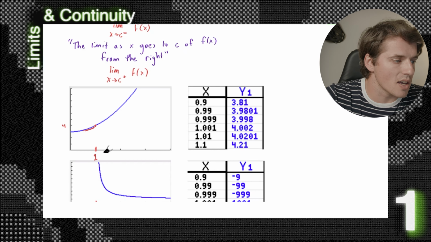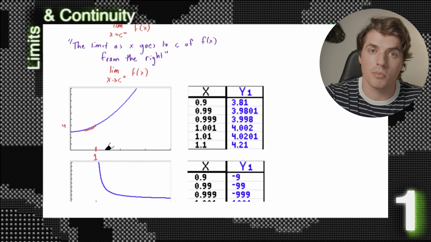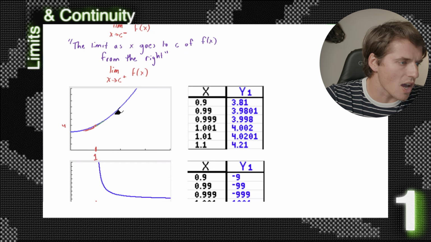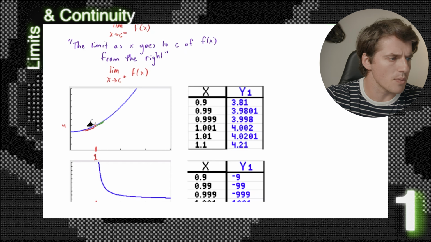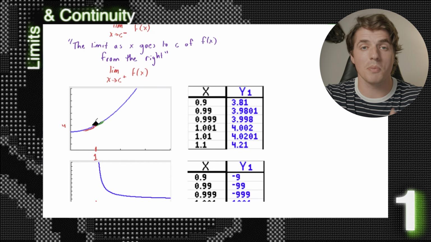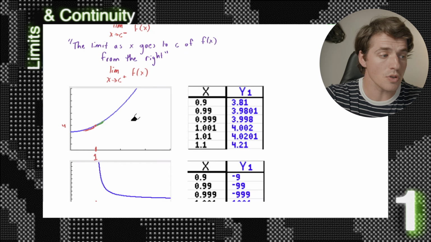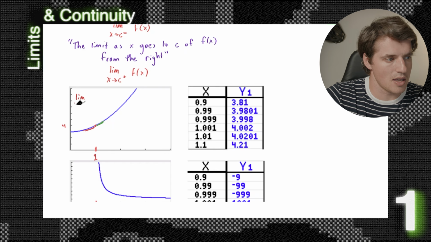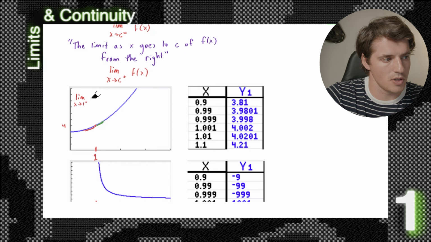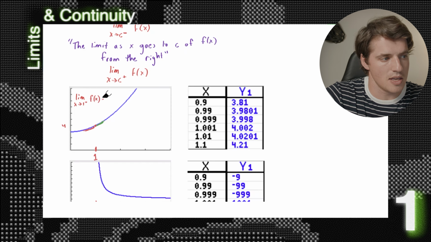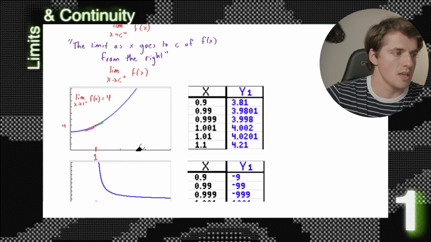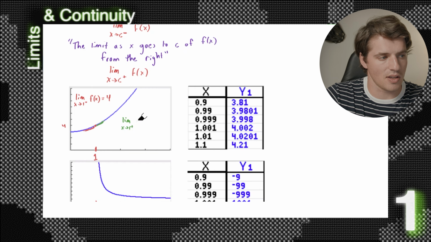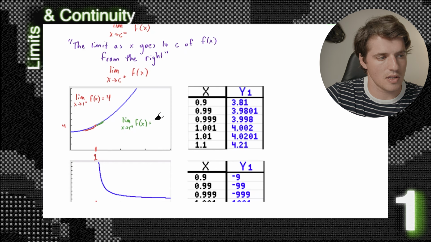And if we look on the right side, we're coming from the right, so a little bit above 1. And we follow the graph, and we stop before we get to 1. And we see that we're getting close to 4. We might be a little bit above 4. So that's great. The left-sided limit as x goes to 1 from the left of f of x is 4. The limit as x goes to 1 from the right side of f of x is 4.